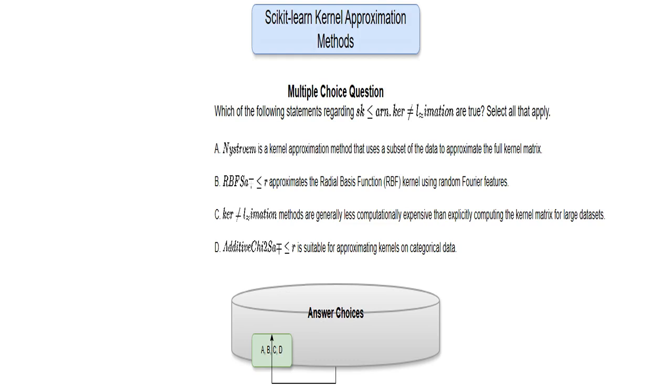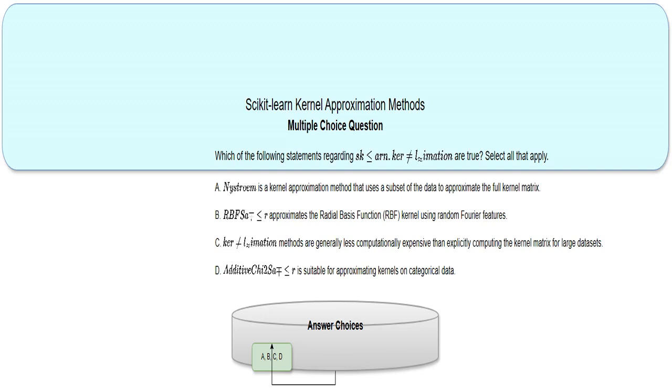I'm focusing on scikit-learn's tools for quickly estimating kernel functions. These are crucial when dealing with massive datasets where computing the full kernel matrix is too slow. Let's test your knowledge of these kernel approximation methods. I'll present a multiple-choice question, and you'll select the correct answers. This question directly probes your understanding of scikit-learn's kernel_approximation module. It focuses on whether you know how different approximation methods work.